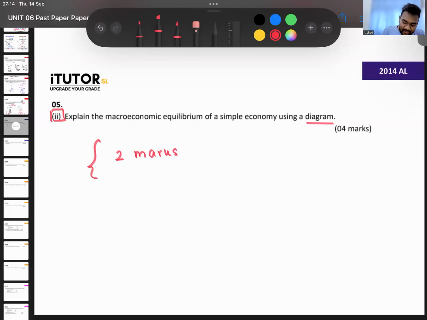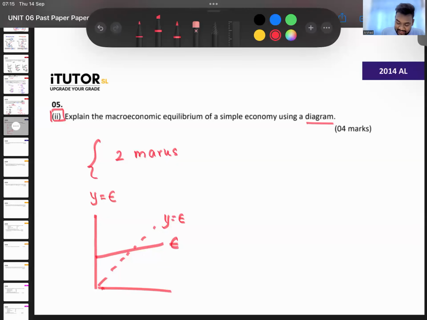And then what you can do is you can draw the diagram. So the Y equals E diagram. The total output equals total expenditure, or aggregate output equals aggregate expenditure. So you have the 45-degree line over here. That is the Y equals E line. You have your expenditure curve over there, and they're telling draw it for a simple economy. So then your expenditure will have only consumption plus investment, no government, no net export.